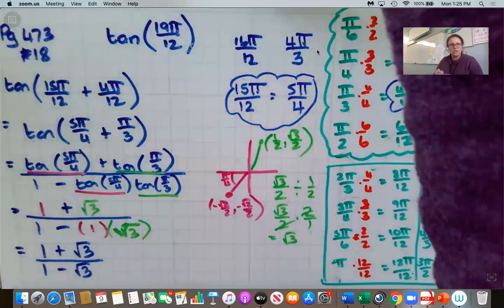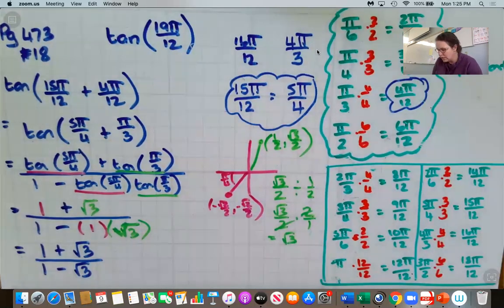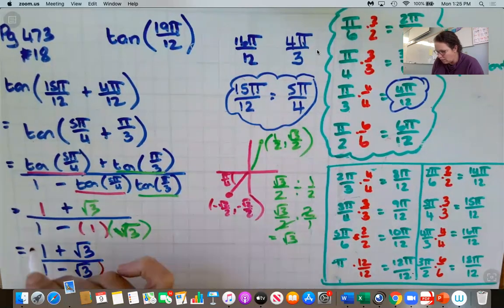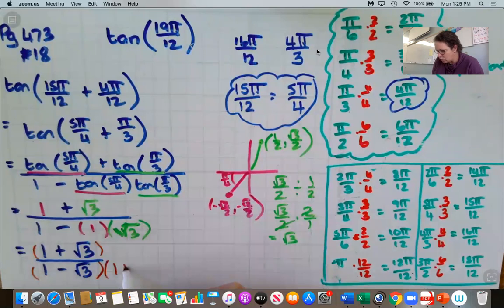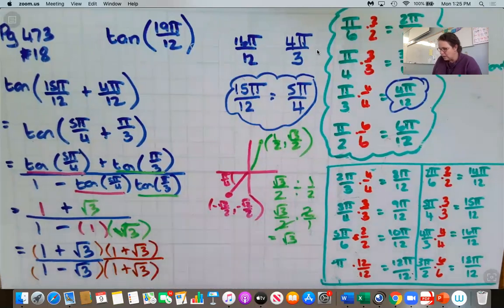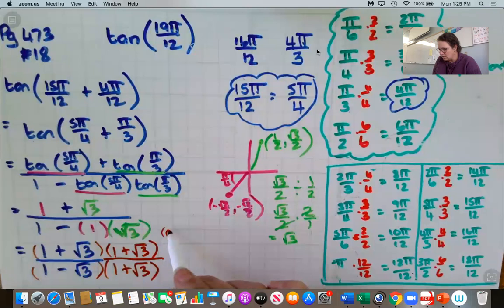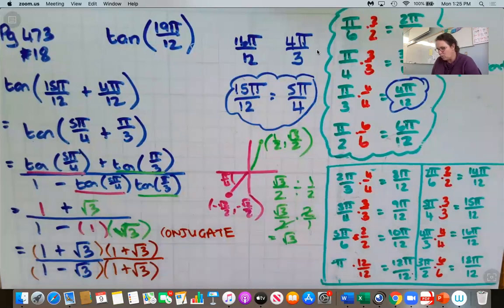At this point, I need to try and rationalize this. And again, I'm going to use that little trick of the conjugate. I'm going to multiply here by 1 plus root 3. I'm going to do the same thing in the numerator. I can do that since I'm multiplying by 1. This again is called the conjugate. It's a little trick that we can use to help us rationalize when we have a radical in the denominator that's being added to something else.